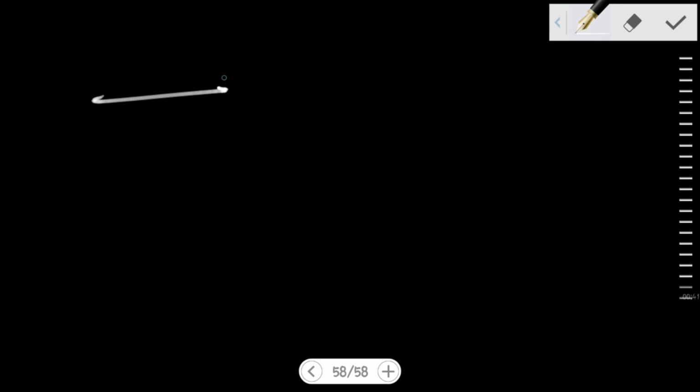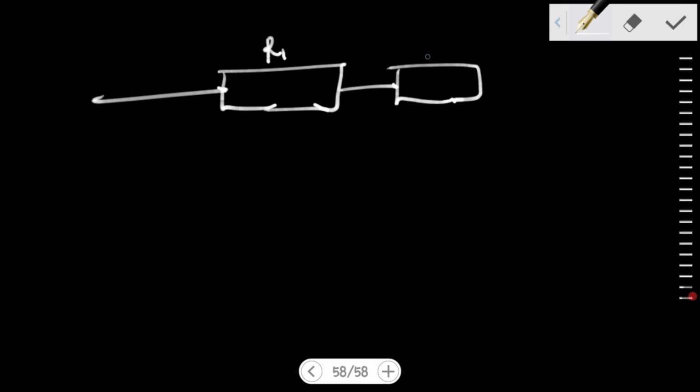Now let's give an instance. Let's say I have my first resistor, R1, and my second resistor, R2. As current I flows through R1 and R2, the current that flows through R1 is the same current that flows through R2, but the PDs are different.